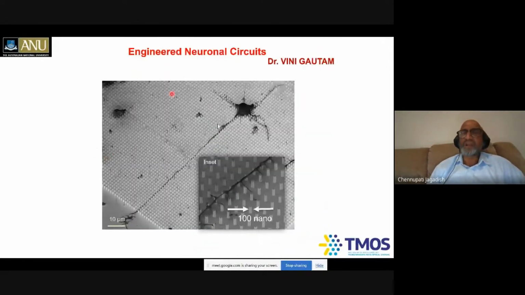Again, Vinny has spent a lot of time optimizing various protocols to grow these neurons, for example, on indium phosphide nanowires. You can see that the many nanowires are here, and you can see the cell body, the soma, and then these neurites or axons are really following these patterns of these nanowires nicely. You can see some of the dendrites also here on top of these ones very nicely.